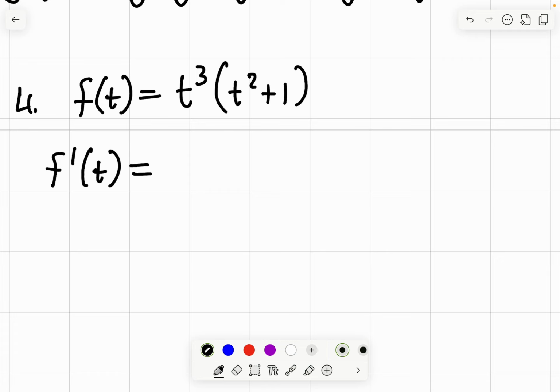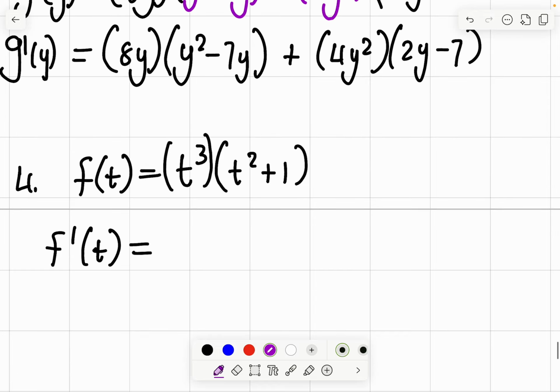It is the product of two functions here. They are saying use the product rule. You can call this function what? You can call it f of t, since we have f of t here. You can call it g of t, and then this one you can call it what?